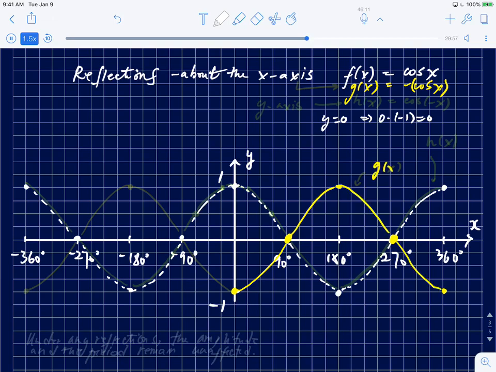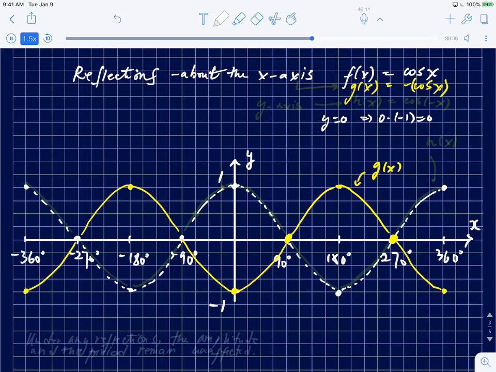So this here is our g of x. And, whoa, that's delayed. Okay. That was a little odd. Then we have a max, and it ends on a minimum here. Okay, so our g of x, a reflection in the x-axis. We are done with that.